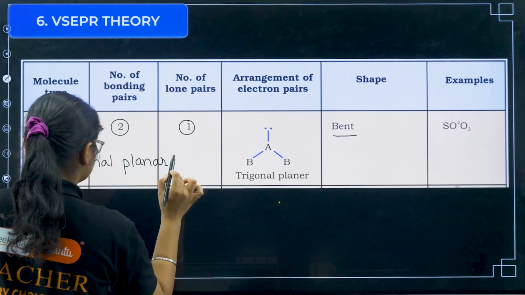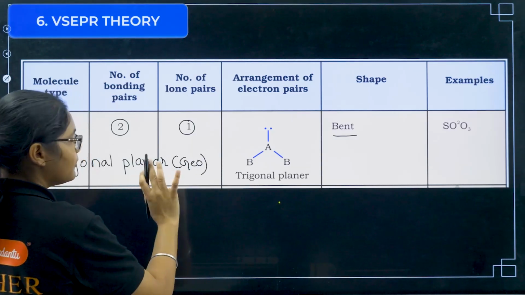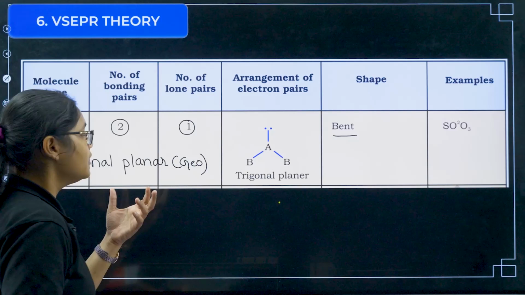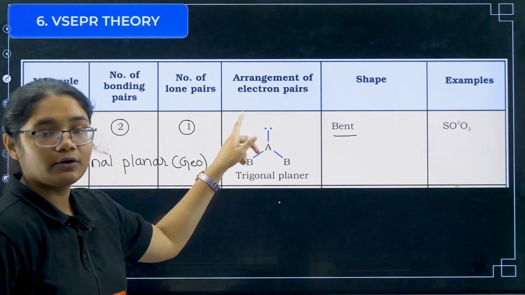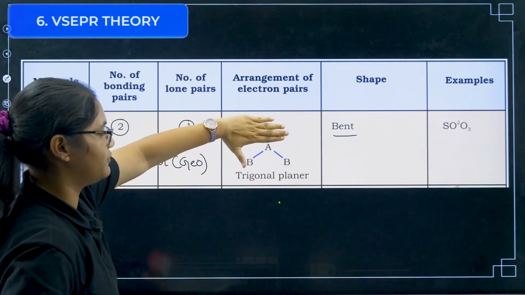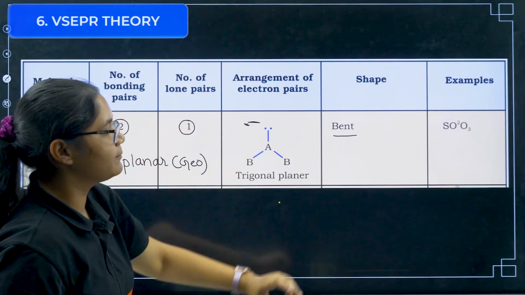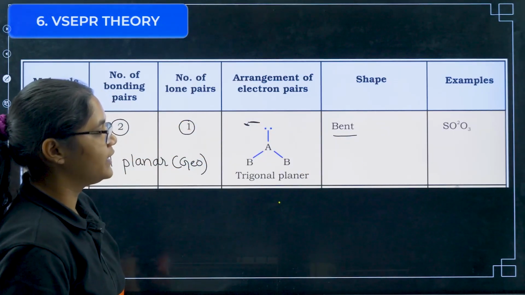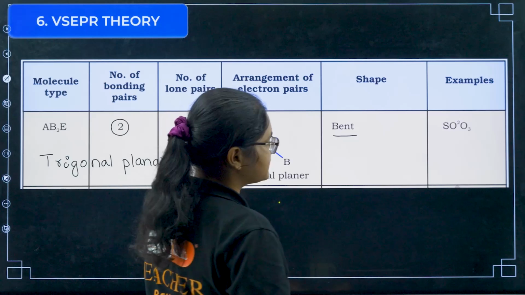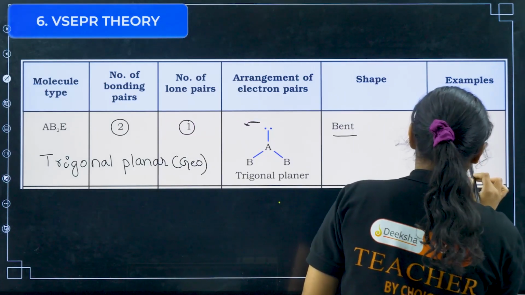This is geometry. When you talk about the shape, you don't consider the lone pair, you only consider the bond pair. So if I just consider this bond pair, this is a bent molecule, right? Example is your SO2 and O3. You can write down the example.